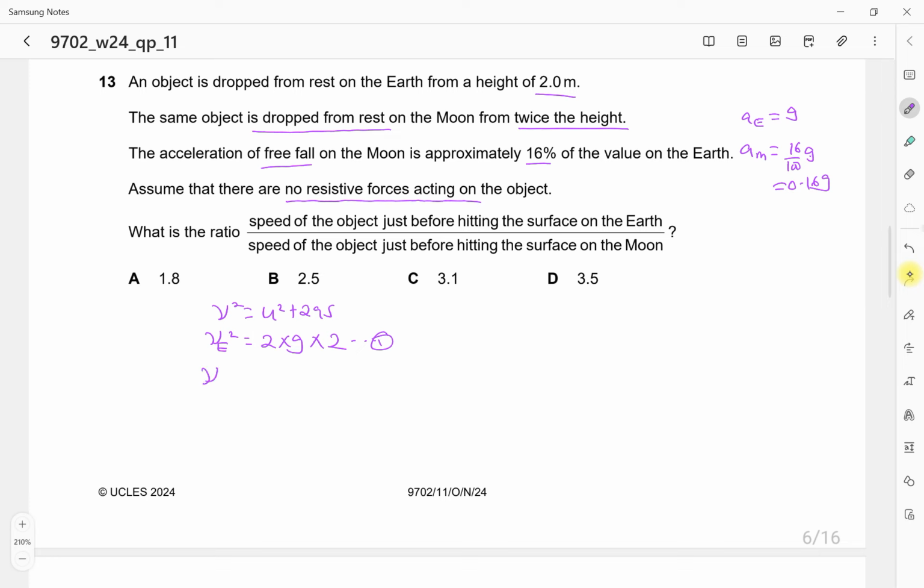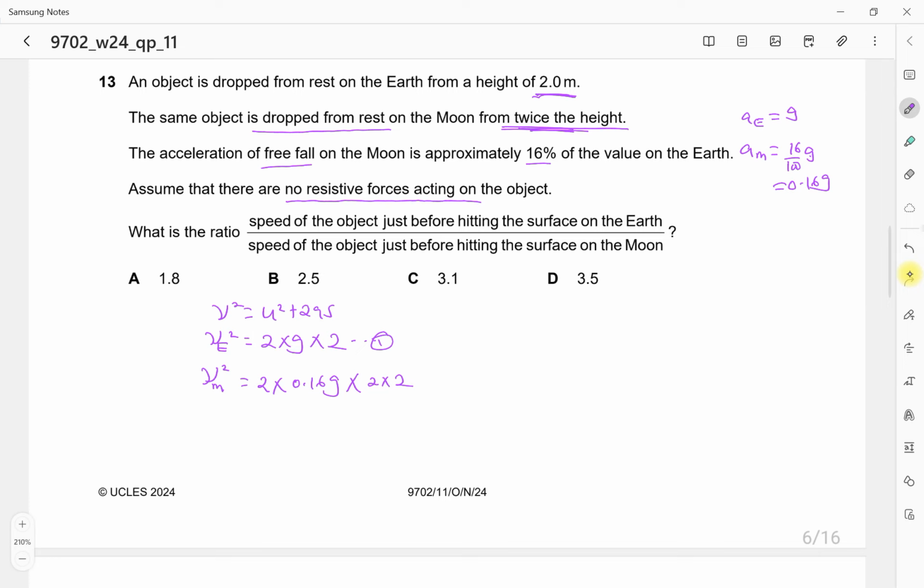Then when I consider v squared on the moon, this is going to be equal to 2 times the acceleration on the moon, which is 0.16 g, times the height. Because it's dropped from a height which is twice the height of the Earth, and the height on Earth was 2, the height on the moon is therefore 2 times 2, which is 4. So this is going to be the second equation.